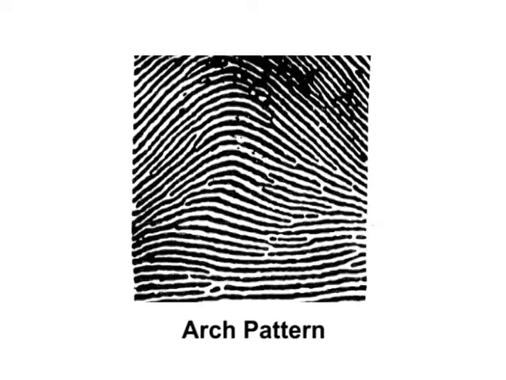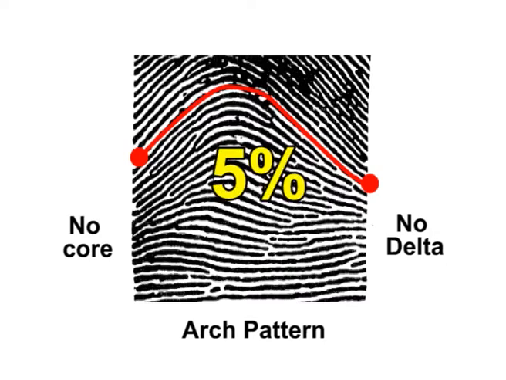Arch. In arches, the ridges enter on one side of the fingerprint pattern and exit on the opposite side without recurving, but there is a slight hump-like structure at the center of the pattern. There is no core and no delta in the arches. Arches constitute about 5% of the fingerprint patterns. There are 2 subgroups that further define the arch pattern.